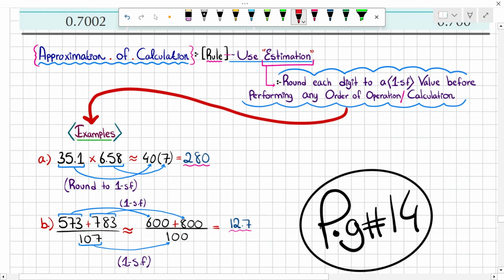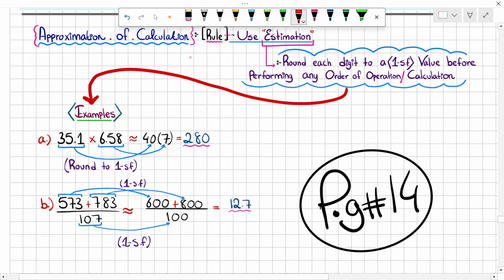Approximation of calculation by using estimation. Estimation is when we round each number to one significant figure before performing any order of operation. Example: to multiply these two numbers by estimation, we round each number to one significant figure. This will round to 40, this will round to 7. Now you make the operation and your answer is 280.